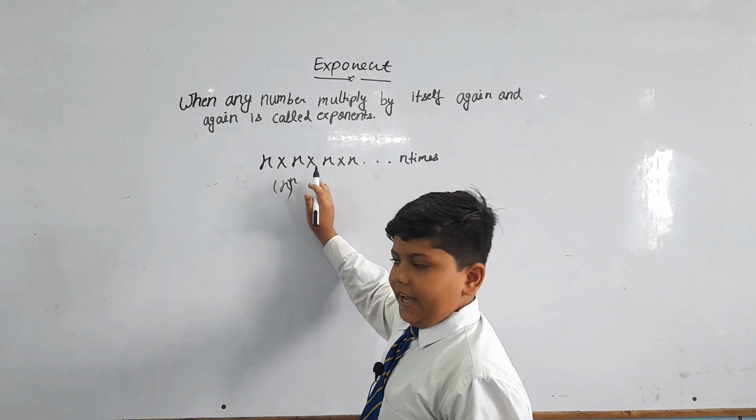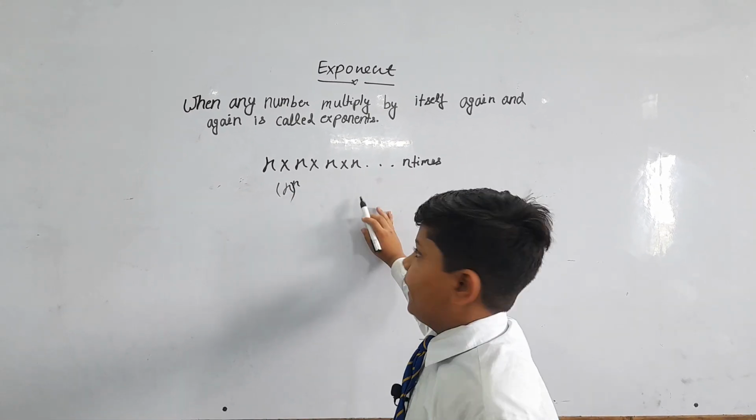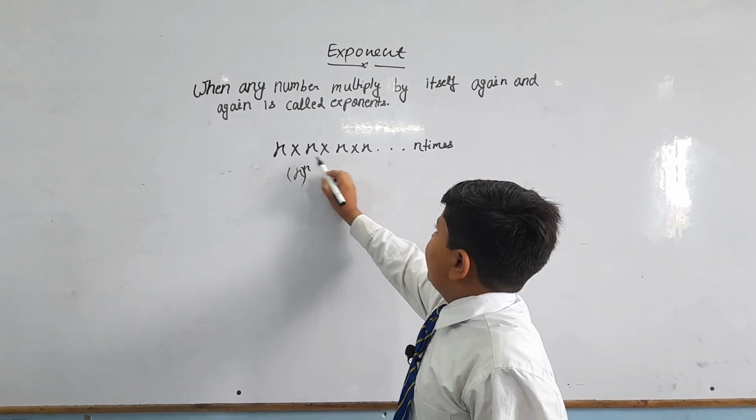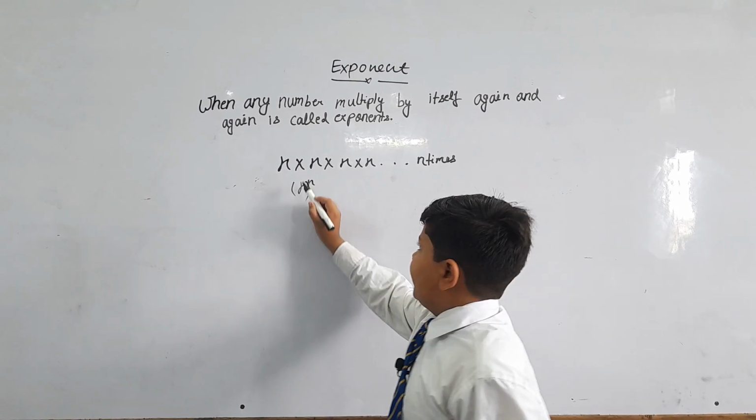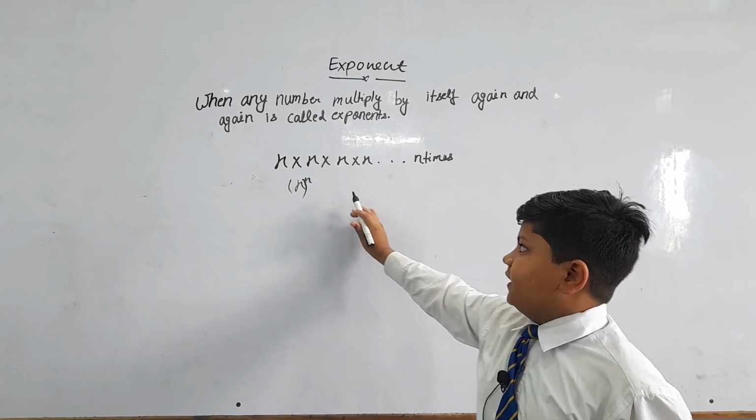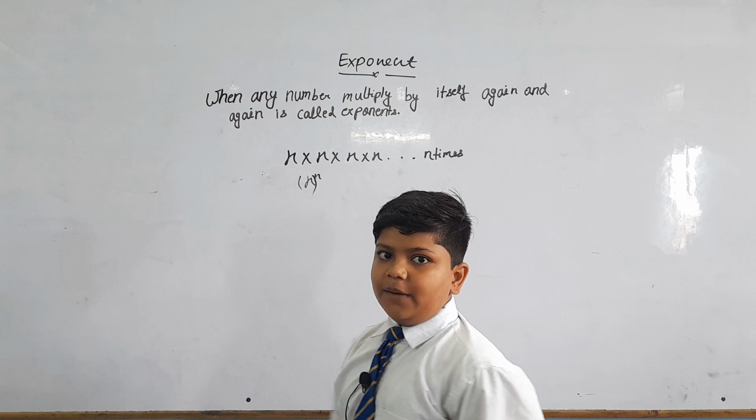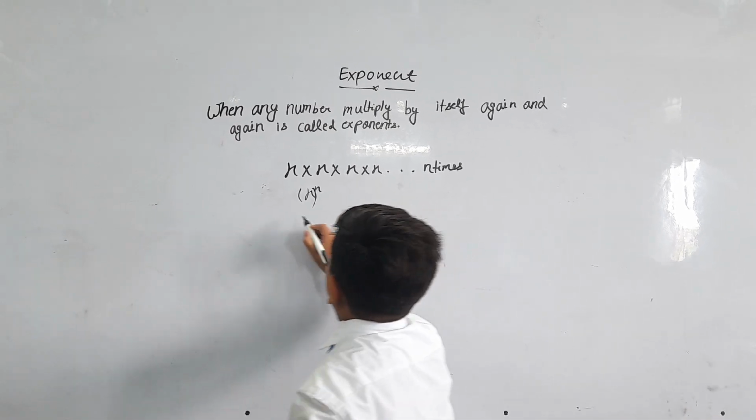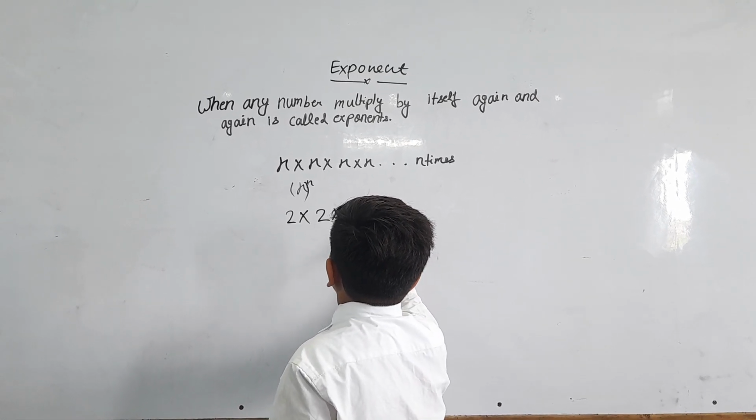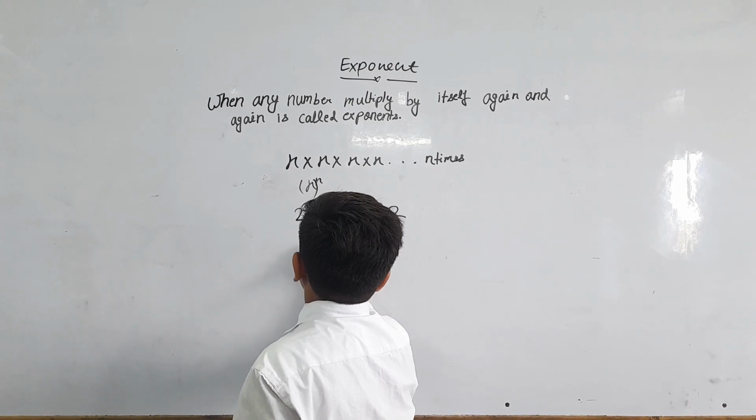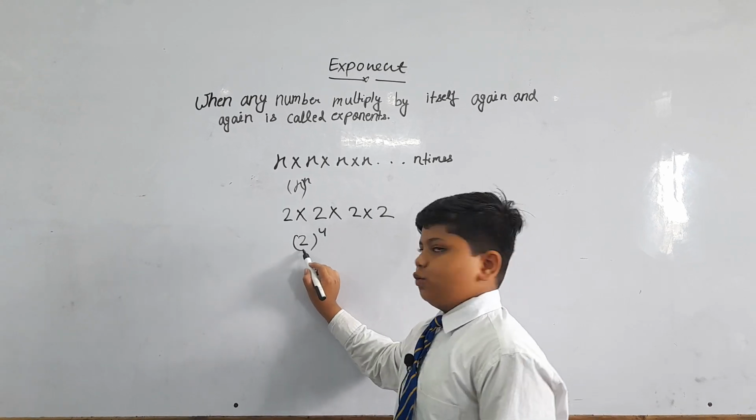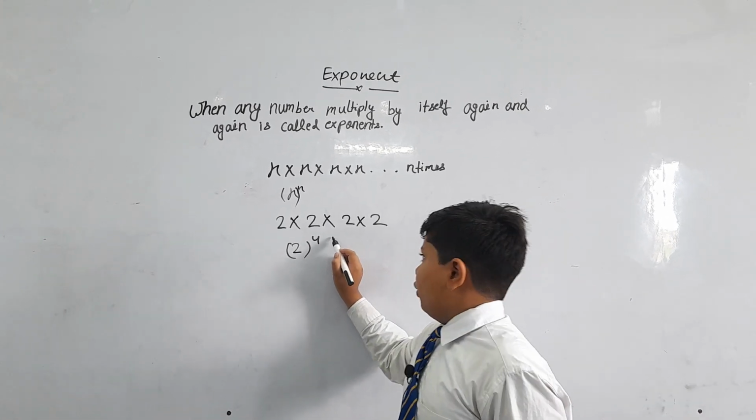When any number is multiplied by itself again and again, it is called an exponent. So if we multiply x again and again n times, we write x as the common base and we write n as the power, because it is multiplied n times. And a numerical example of exponents is: we take 2 multiplied 4 times, we write base 2 and power 4, the power or index 4.